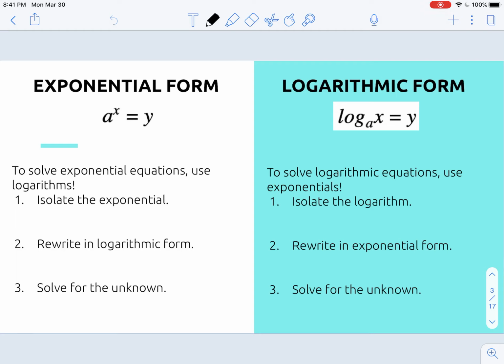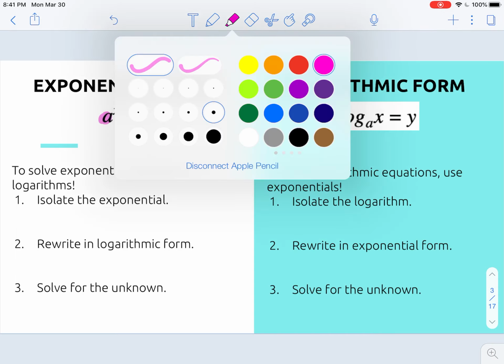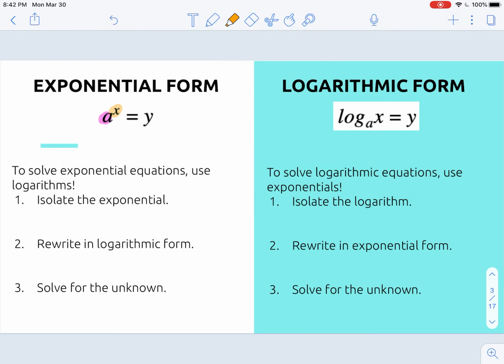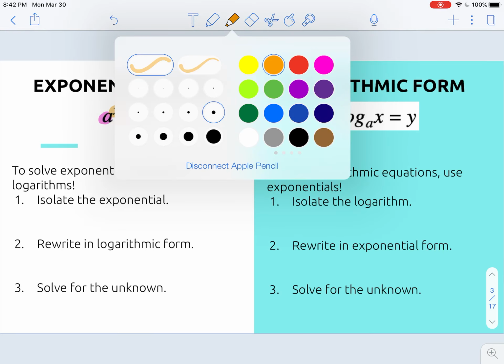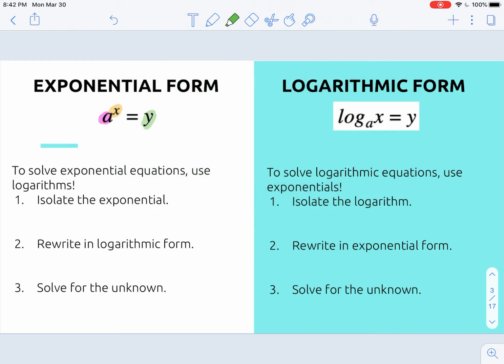So, exponential form means that you have a constant in the base, you have a variable in the exponent, and you have it equal to a y value. Now the key thing here is that your unknown is in the exponent. And so when we solve these, we want to use logarithms. What we're going to do first is isolate the exponential, meaning we want our equation to look something like a to the x equals y.